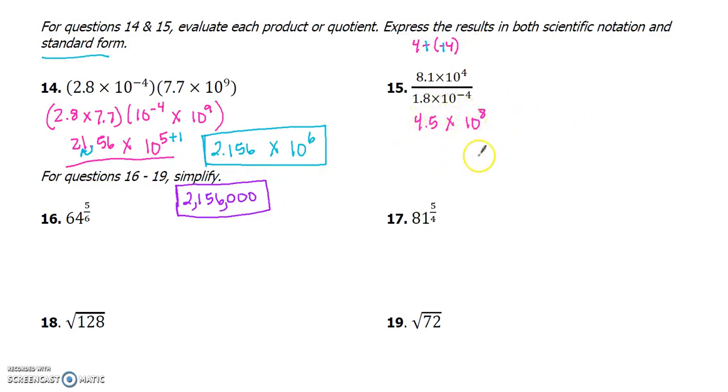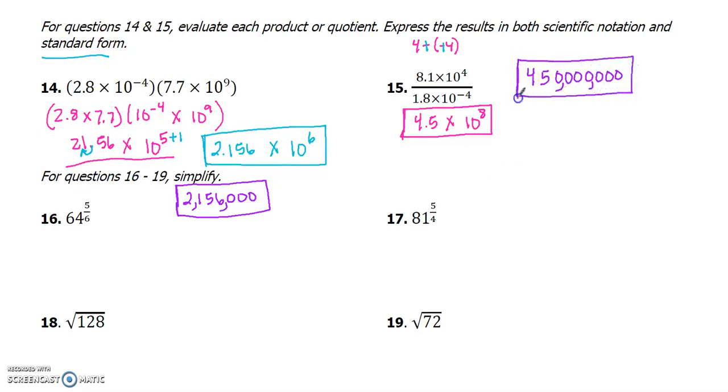So is this in scientific notation? This number is greater than 1 and less than 10, so I am good. And then if I write it in standard form, I'm going to move my decimal point 8 places to the right. So I'm going to say 4 and 5. My decimal point started there. There's 1, so I need to add 7 zeros. 1, 2, 3, 4, 5, 6, 7. And then I can put my commas in there. And there my answer would be in standard form.